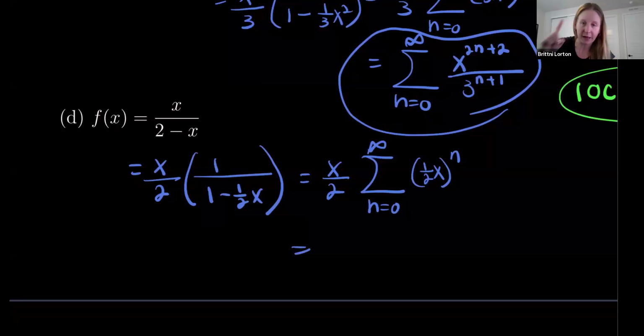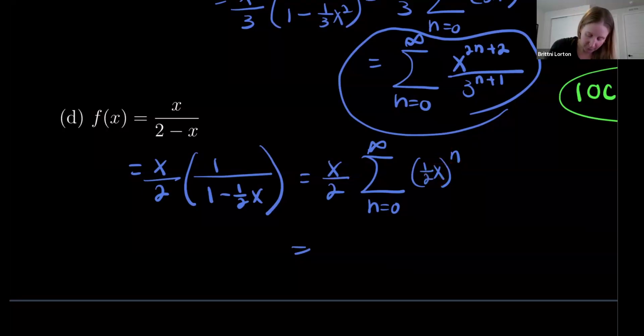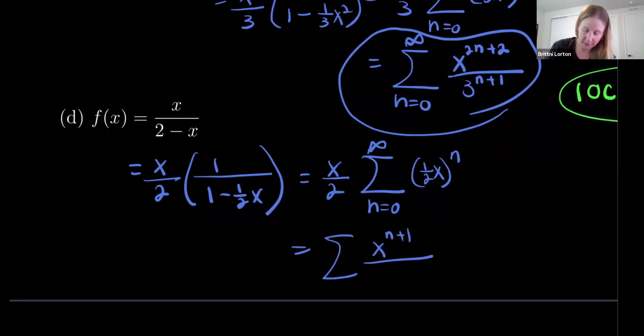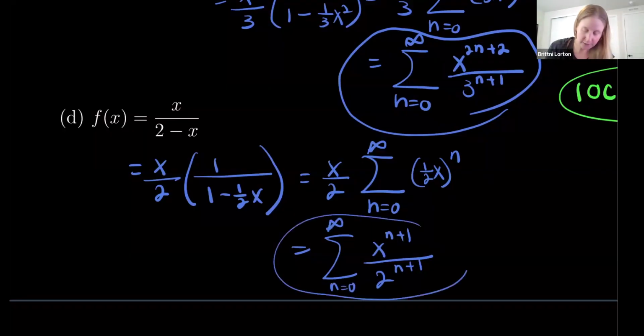So let's simplify. You might want to watch. This is an x to the 1 and an x to the n, which is an x to the n plus 1, over a 2 to the 1 and a 2 to the n on bottom, which is a 2 to the n plus 1. Here is my power series representation for that function.